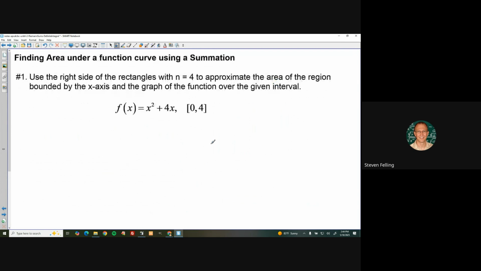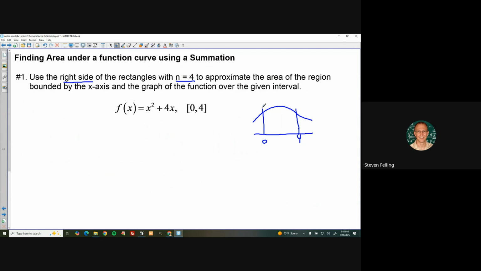All right, so let me show you an example using a table. I like to use a table to figure out how this works because it connects to what's going on here. We have some sort of function, x squared plus 4x. We want to start at x is 0, end at x is 4, and use the right side of the rectangles with n equals 4, meaning we're going to divide into 4 rectangles to approximate the area of the region.